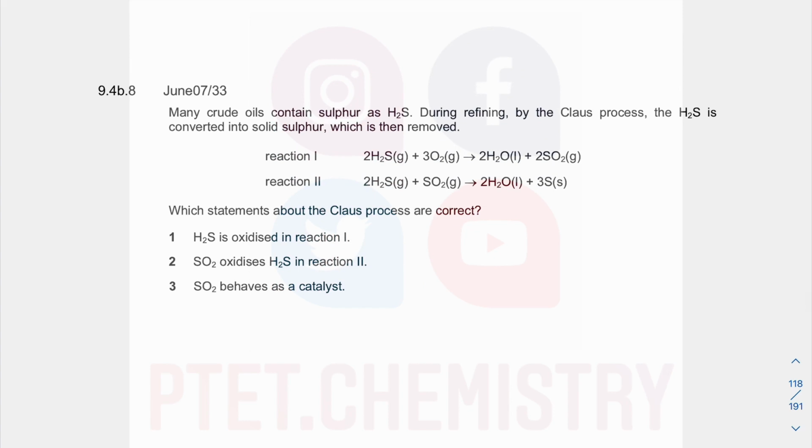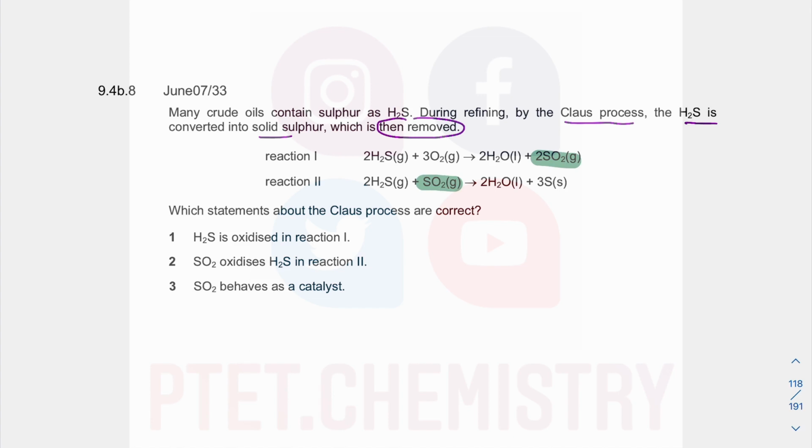This next question is not the contact process, it's the Claus process. That's like Santa Claus kind of Claus. What do we have? We have H2S converted into solid sulfur, which is then removed. So is it a two-step reaction? No, it's a different reaction, right? Reaction 1 converts to SO2. Reaction 2, oh yeah, it is a two-step reaction because the SO2 from reaction 1 gets converted in reaction 2 to give you sulfur.